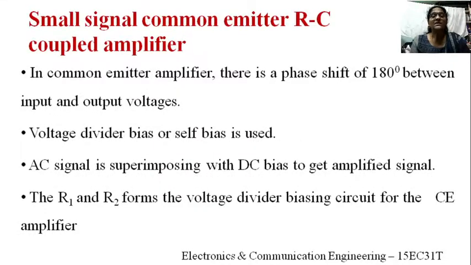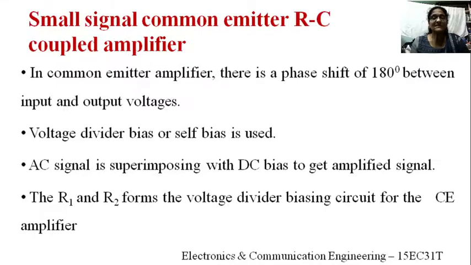Next, the small signal common emitter RC coupled amplifier. In a common emitter amplifier there is a phase shift of 180 degrees between input and output voltages, that is, the output voltage is 180 degrees out of phase with the input voltage. Next, the common emitter RC coupled amplifier uses voltage divider bias, or self bias.